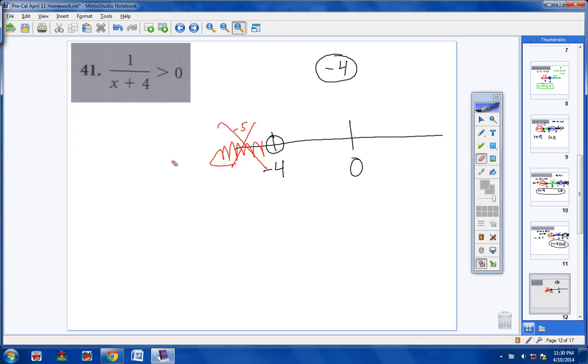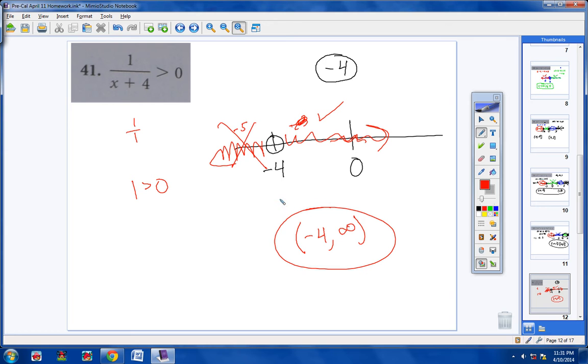Now, I'm going to check this region here, and I'm going to use -3. Well, if I put a -3 here, I will get 1 over 1. -3 plus 4 is 1. 1 over 1 is 1. 1 is greater than 0. Well, that's true. This section here checks. So my answer would be non-inclusive, -4, all the way, continuing on to infinity. There it is. -4 to infinity for number 41.